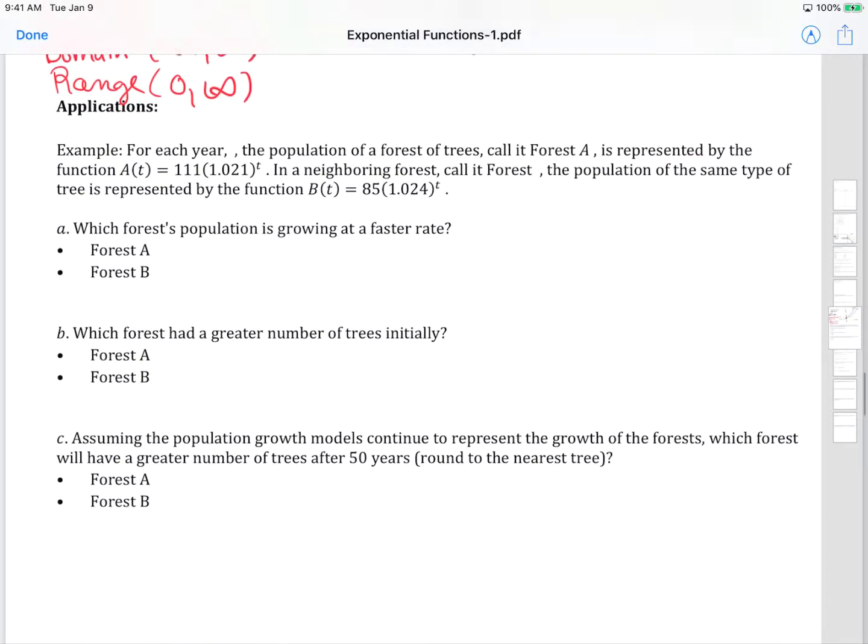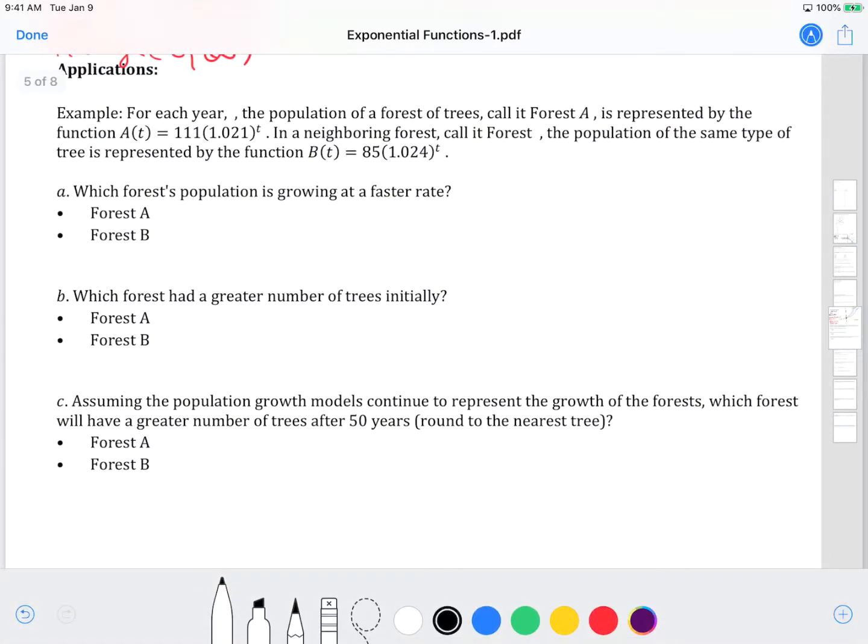Okay, so now let's start into some applications of exponential functions. This first one is a nice, easy one to get started with. It talks about two forests, Forest A and Forest B, and they're describing the growth of the forest with a formula. Forest A has the formula 111 times 1.021 to the power of t, and Forest B has the formula 85 times 1.024 to the t.